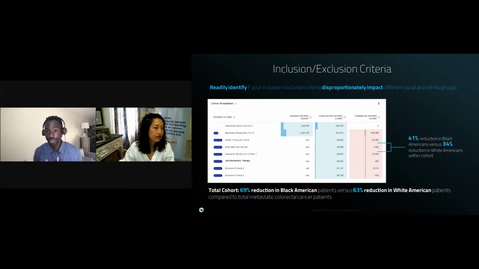Here's an example of what we did. Again, we went to clinicaltrials.gov. We pulled a colorectal cancer study, and then we looked at the inclusion-exclusion criteria and leveraged one of our products to actually create a cohort that is as closely representative as possible to that trial's inclusion-exclusion criteria.